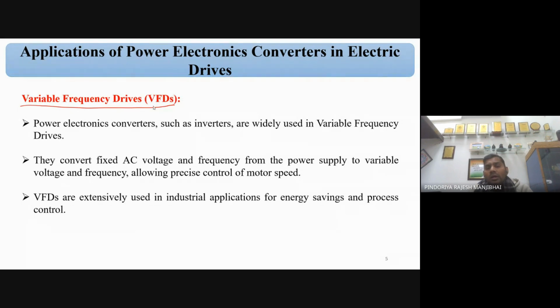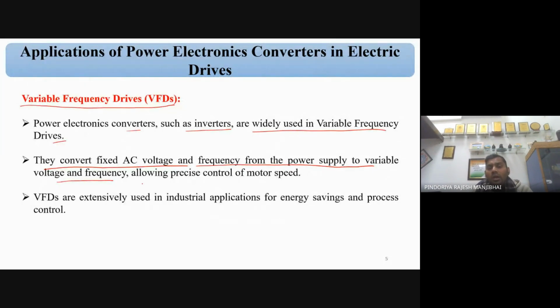80 to 85% of industry is still using this drive, the variable frequency drive, to control the speed of electric machines. Any type of machine, maybe induction, DC, synchronous, industry uses the VFD, correct? So power electronics converters such as inverters are widely used in variable frequency drives. We have to use the power electronics converter to design the VFD. They convert the fixed AC voltage and frequency from the power supply to variable voltage and variable frequency. That's why we call them variable frequency drives, correct?